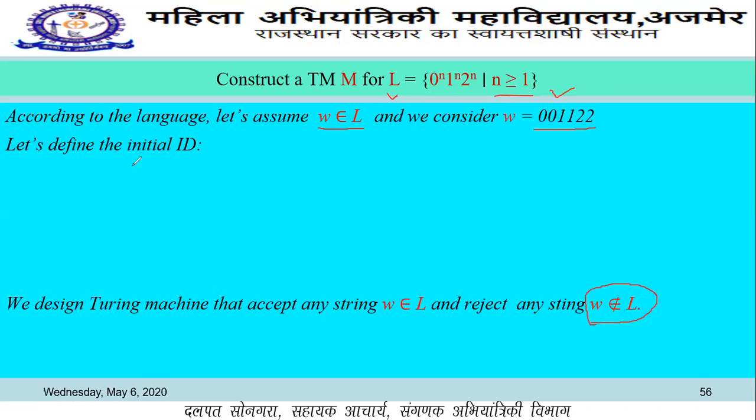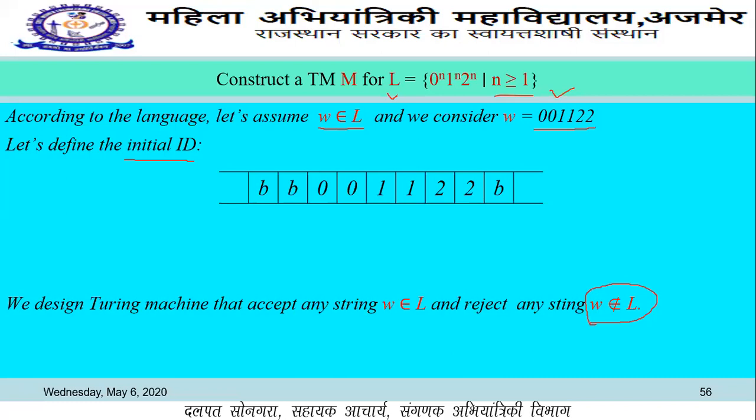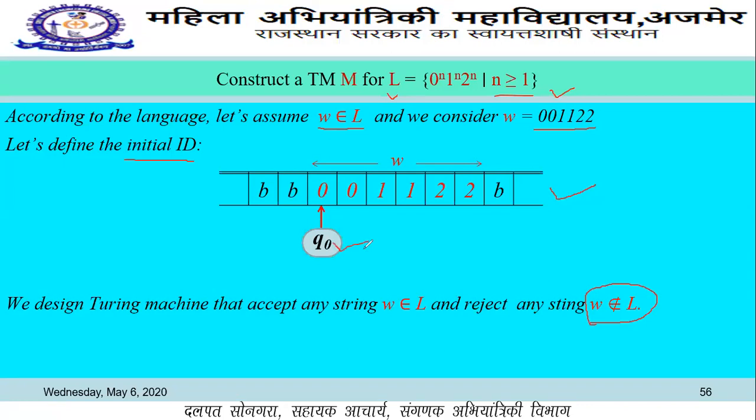Before this we discuss the initial instantaneous description, ID. Suppose this is our input tape and this is our initial state q0, and the string is 001122. This is our actual input string over the infinite tape of the Turing machine, where the initial state q0 points to the first symbol of the string w. In this case w is 001122.